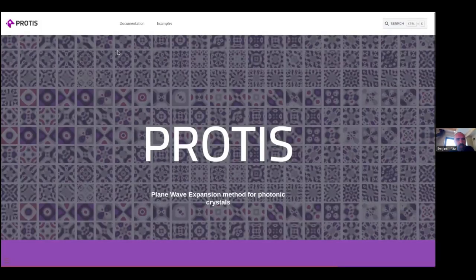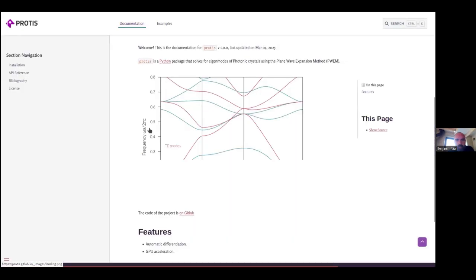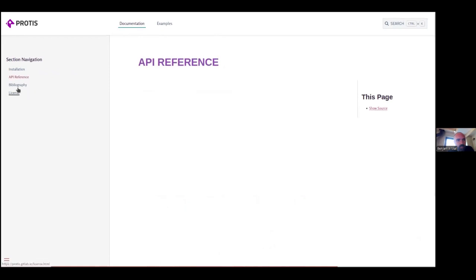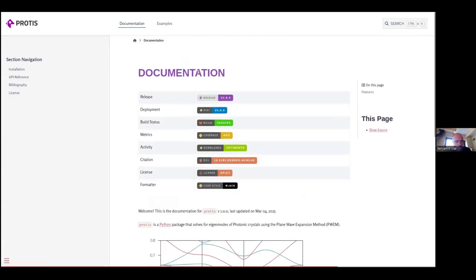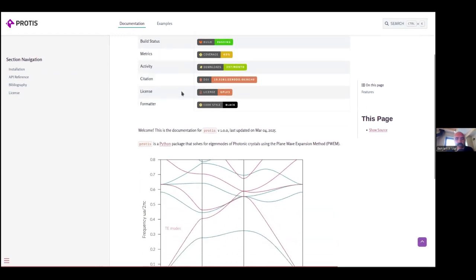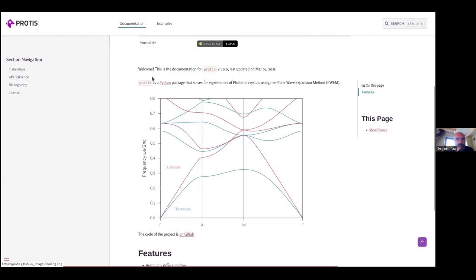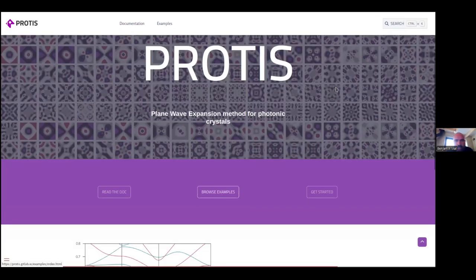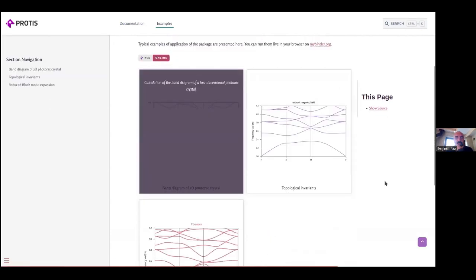So again, it's got some package. So you've got the documentation with the different sides. I cannot read that. Anyways, so you can see there are different examples. I can't reach that, I don't know why. Anyways, yeah, I've got various examples.